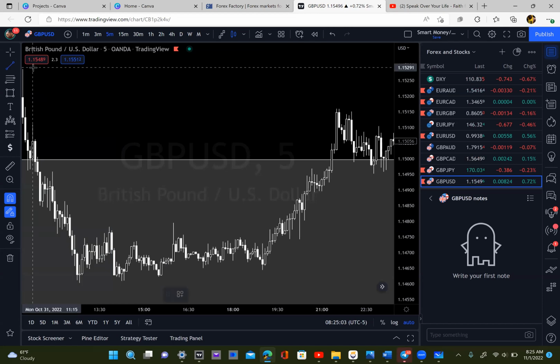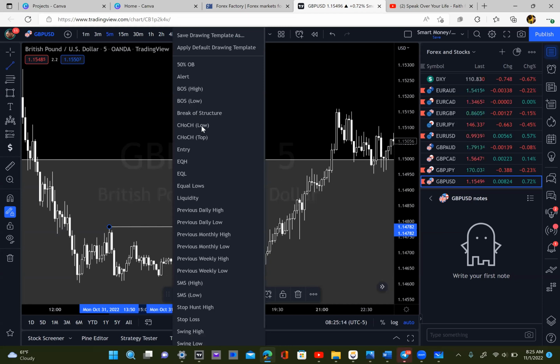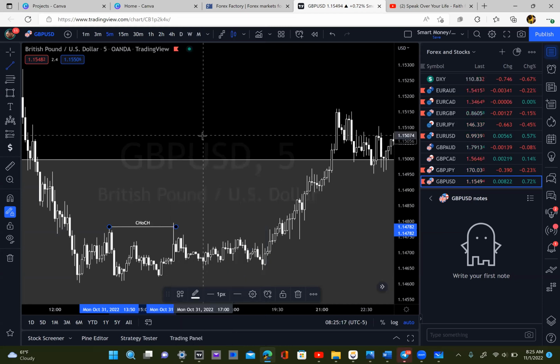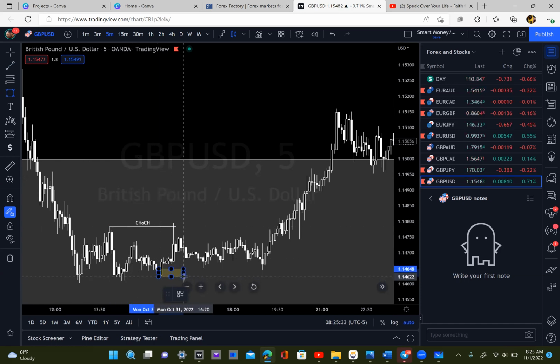Let's see if we can find it. All right. So it would have come right here. Change of character there. So once we get a change of character, then we look for our zone right here. Our zone somewhere. This looks like it right here. Zone right there. To down there.